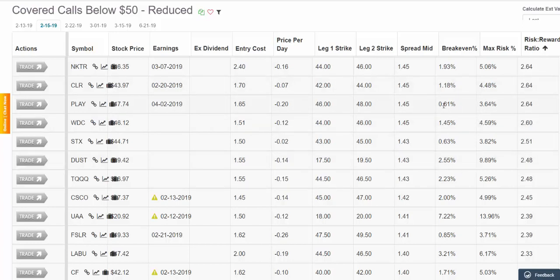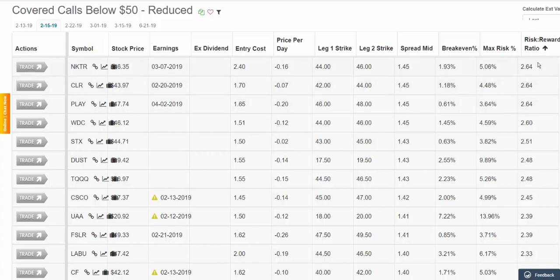For example, this trade here in PLAY, that break even is only 0.61%, but the same 2.64 risk reward ratio in CLR, which is one that we're in right now, is at 1.18% break even and 4.48% max risk. So which one is better, CLR or PLAY? Well, obviously CLR is better, because both of these two numbers are better when the risk reward ratio is equal.